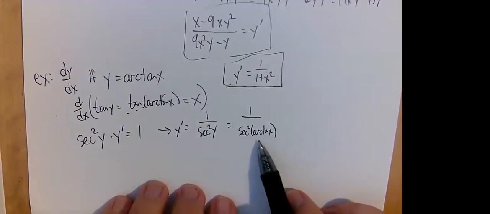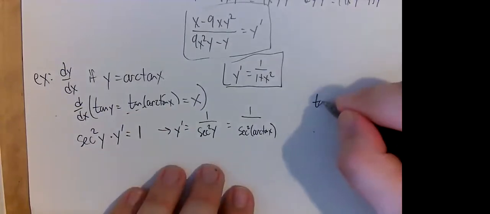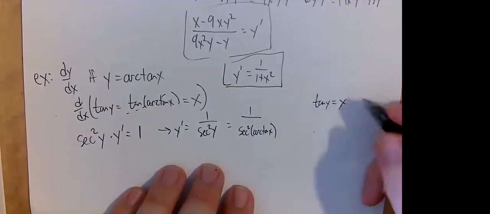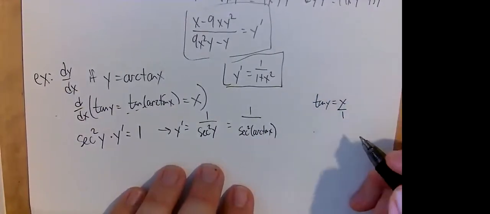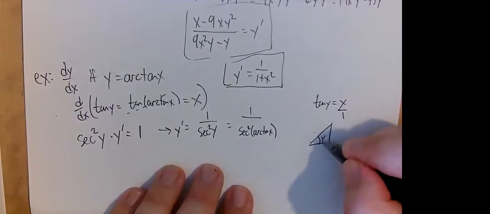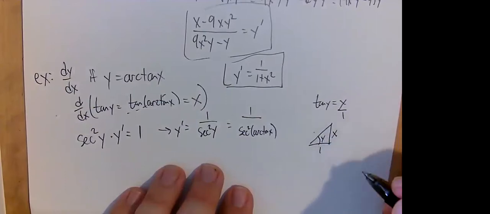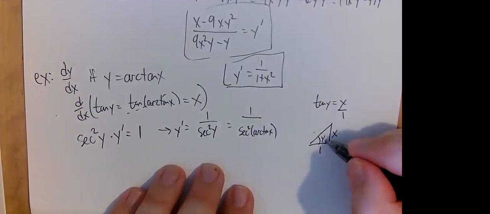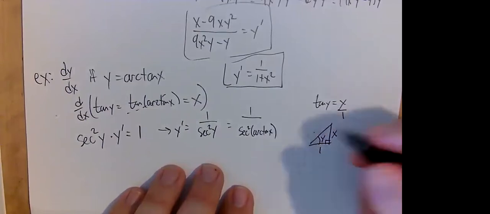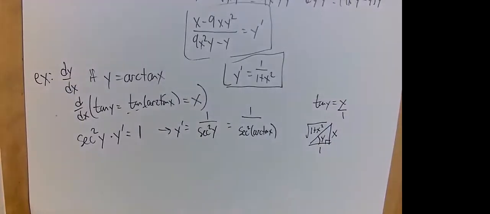Remember, this is where we would end up drawing a triangle. So we know that tangent of y is x. We can imagine this as x divided by 1. So if we have an angle y right here, x is our opposite side and 1 is our adjacent side. And if we use the Pythagorean theorem on this right triangle, we get that our hypotenuse is root 1 plus x squared.